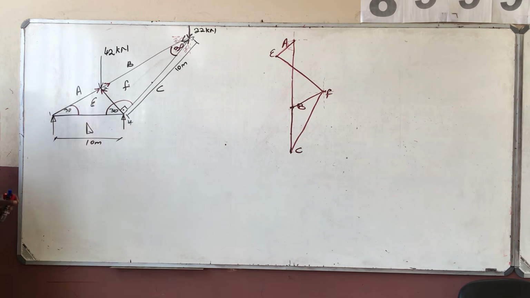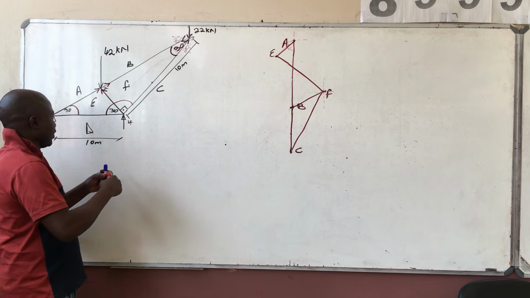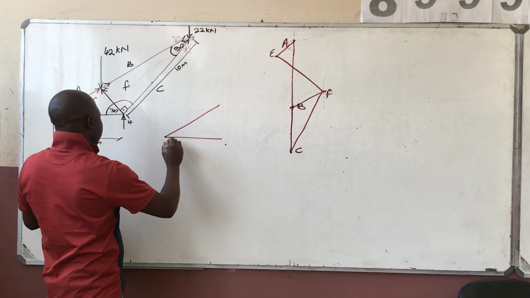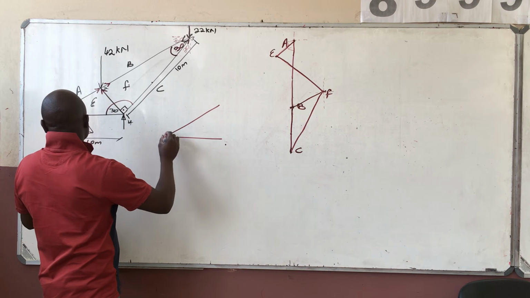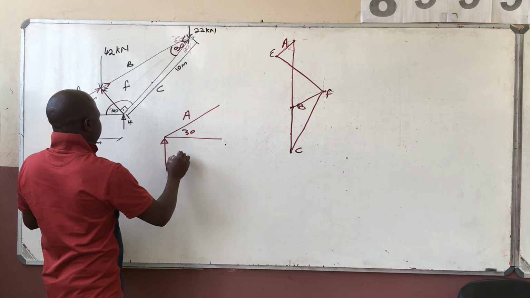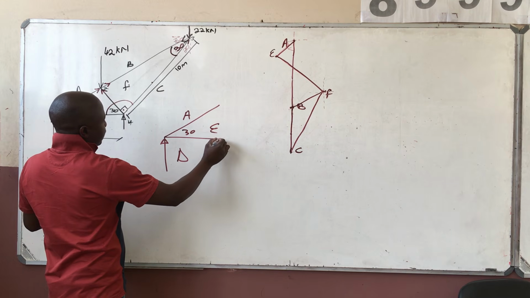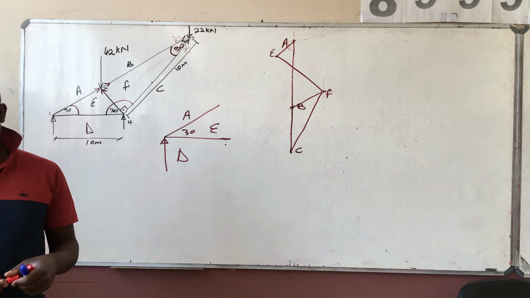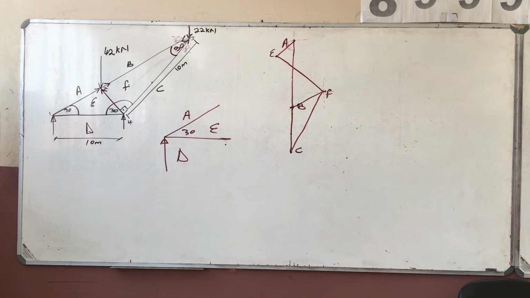Point 1, we have this going to that side, horizontal, vertical, 30, A, D, and E. So we're going to draw that point. Remember, we do not know the magnitude of the reaction. We did not calculate the magnitude of the reaction. So, okay.